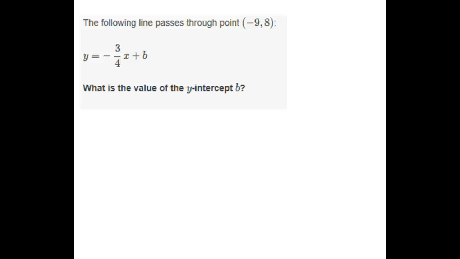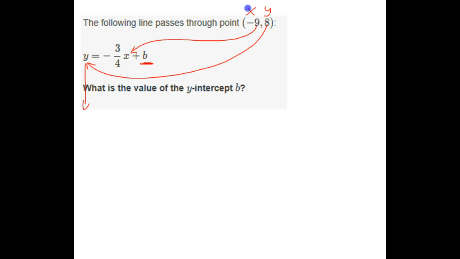Solving for the y-intercept. First of all, you have to understand that this is the x value and this is the y value. We are going to substitute these in for the x and in for the y. Then we're going to solve for b. So here's the process.